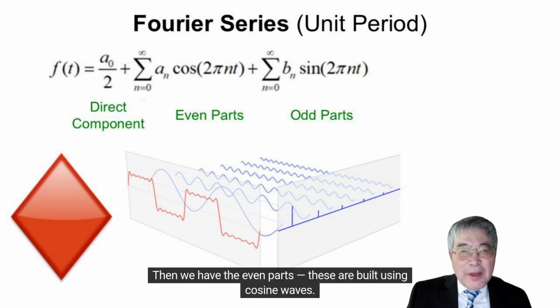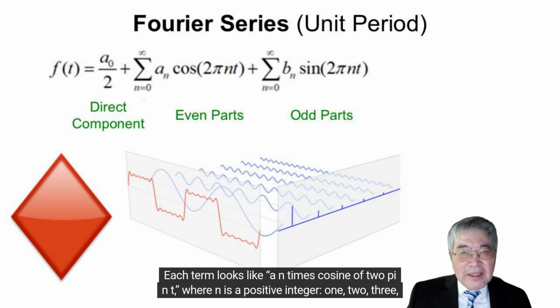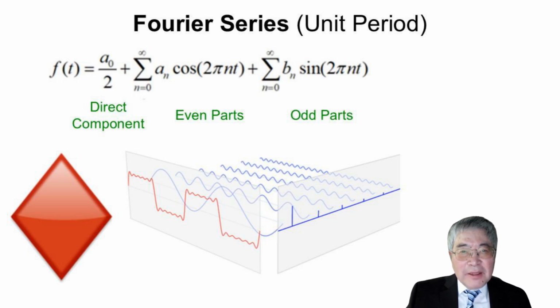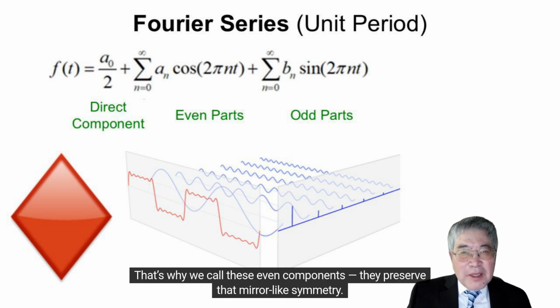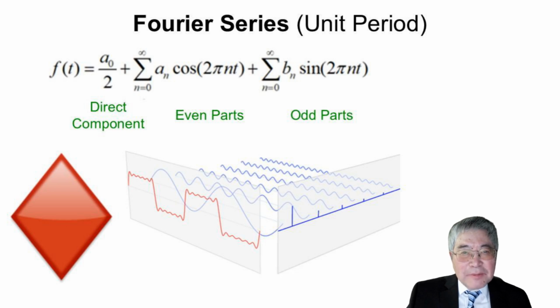Then we have the even parts. These are built using cosine waves. Each term looks like an times cosine of 2 pi nt, where n is a positive integer, 1, 2, 3, and so on. Cosine is symmetric. If you flip it left to right, it looks exactly the same. That's why we call these even components. They preserve that mirror-like symmetry.